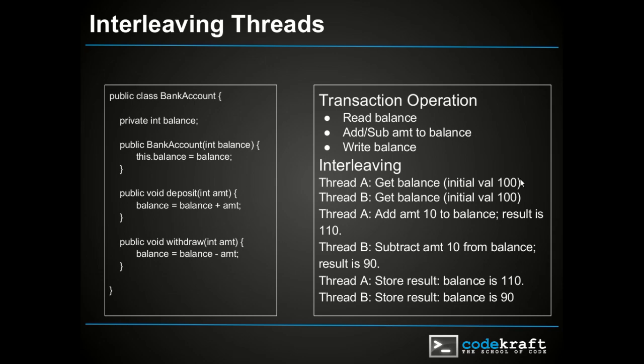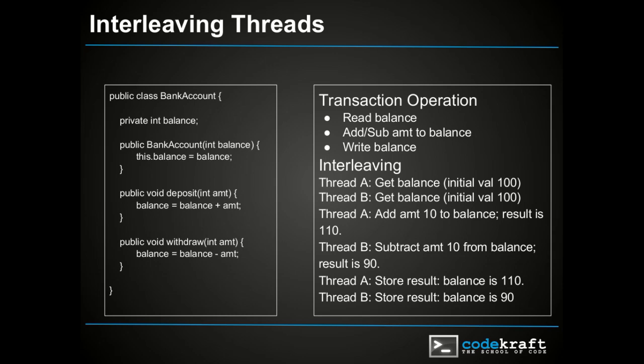Thread A gets a balance of 100, thread B gets a balance of 100. After that, thread A adds 10 to the balance, causing the result to become 110. Then thread B subtracts 10 from the balance. Since thread B got the value of 100, when it subtracts 10 from it, it gets a value of 90. Then thread A does the last operation, which is it writes the balance back into memory, which makes the value of balance 110.